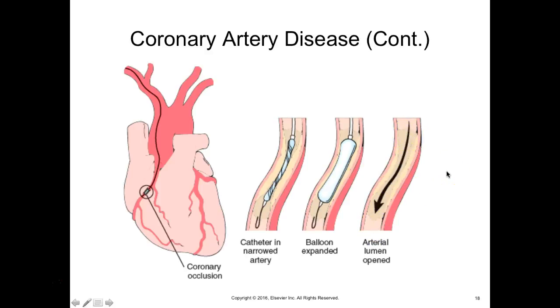Now, if this person doesn't change their diet and their lifestyle, they can just develop it all over again. So they have to follow a strict diet. They need to exercise, walking, those types of things, and see their cardiologist.